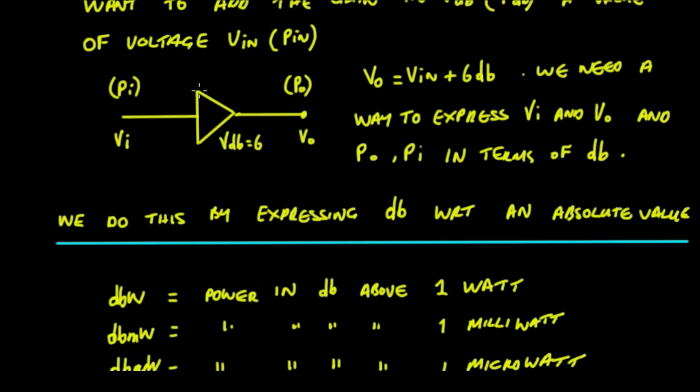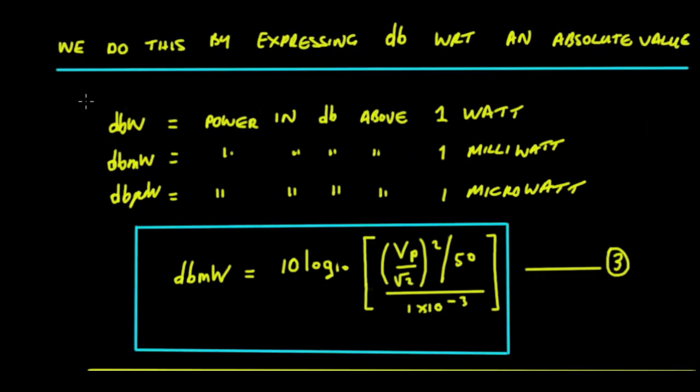our amplifier and have a voltage here which is in the same units as the gain, so we can add one on to the other, or the same units as the power, so we can add one on to the other. We do that by expressing the dBs with respect to an absolute value.